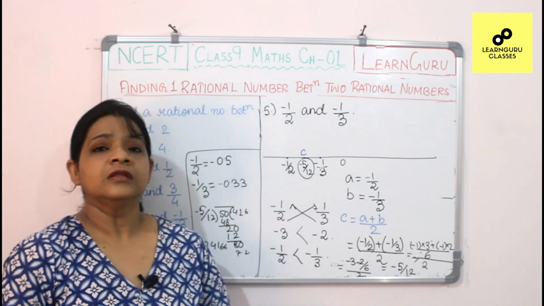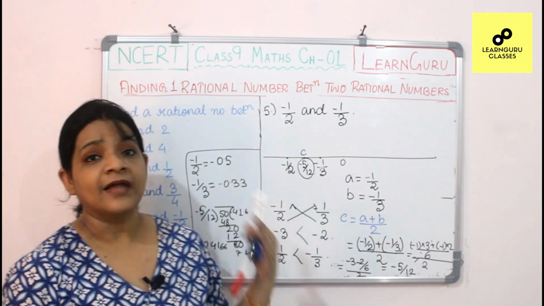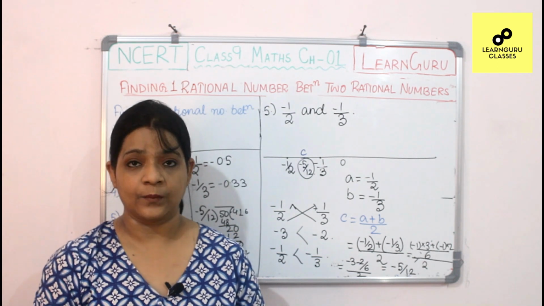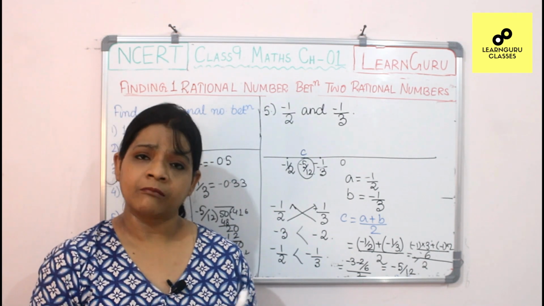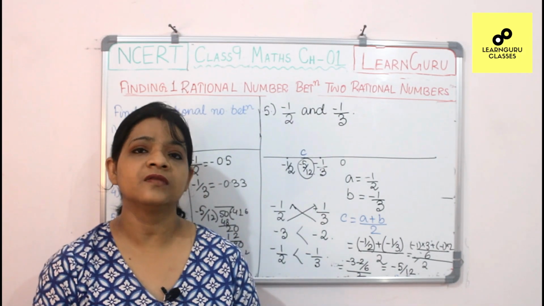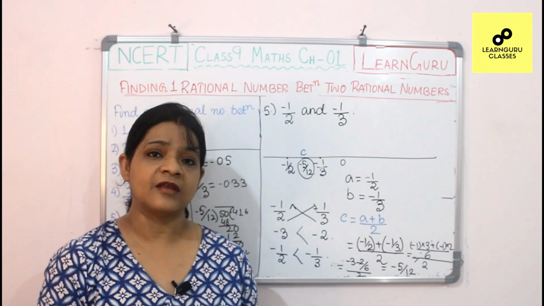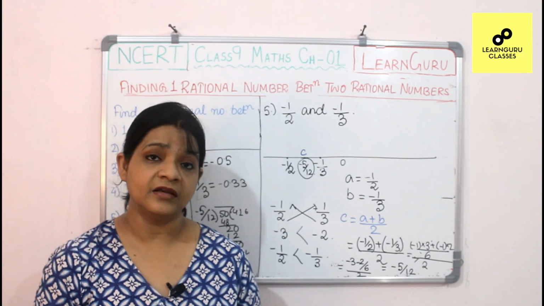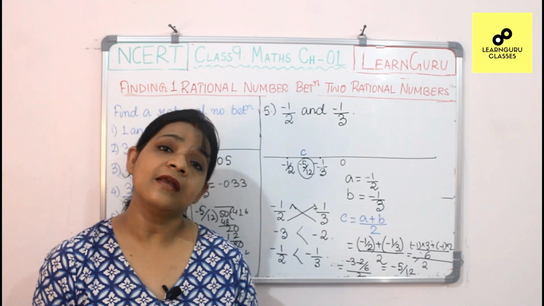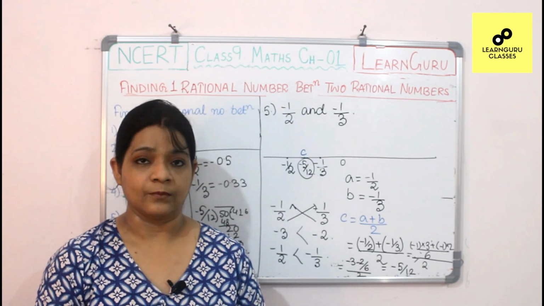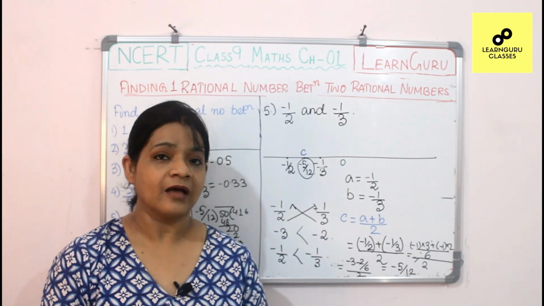Okay, so these are all about finding one rational number between two rational numbers. I have shown only 5 examples. There are many examples to solve. You please refer to the book for that. Next class we will find out how to find n number of rational numbers between two rational numbers. So I am ending the class here.